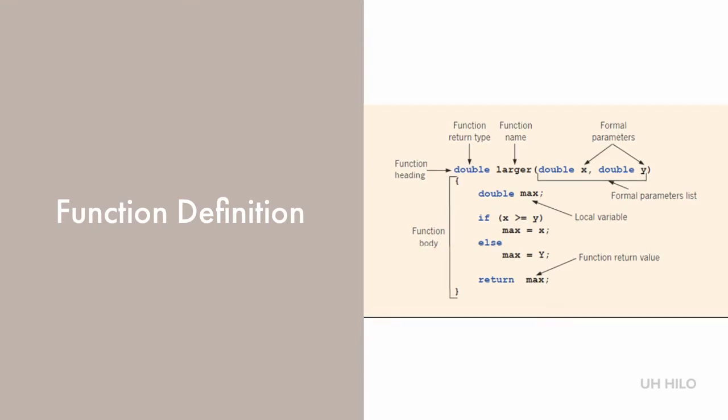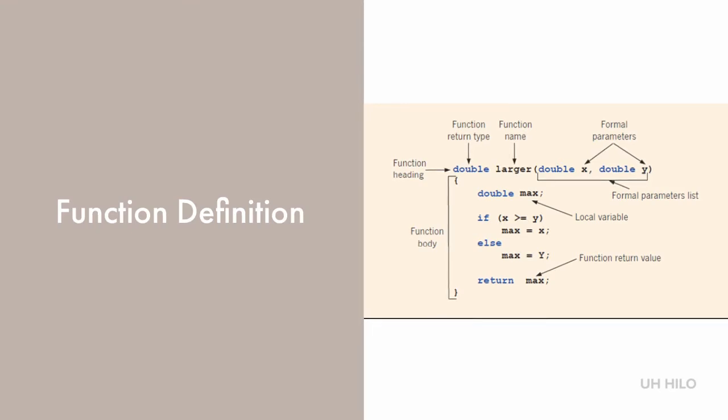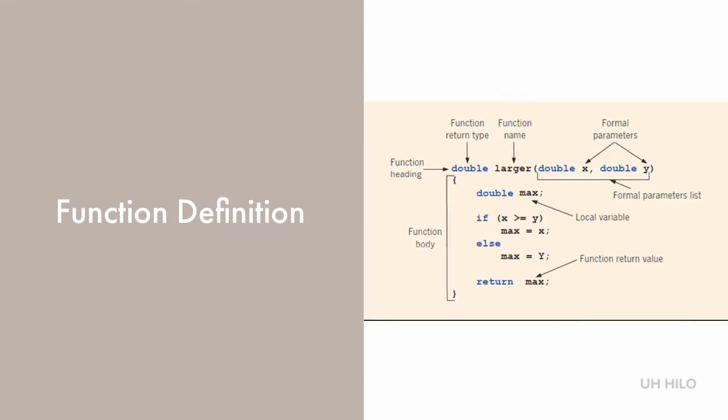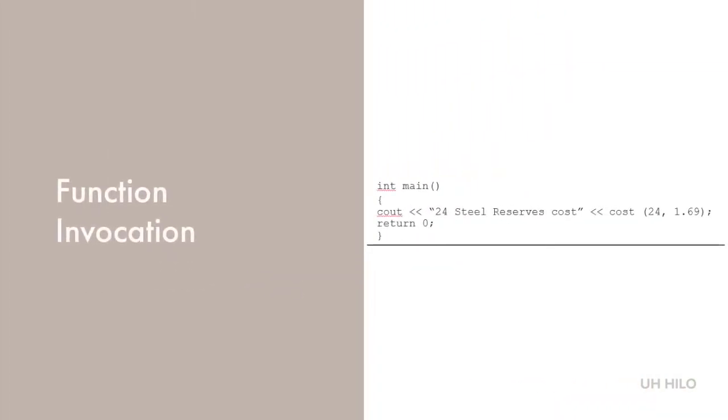The function definition comes after main. It repeats the information from the function declaration but does not include the semicolon at the end. This is where we give the implementation details and tell how the function actually goes about accomplishing its task. The last part of a user-defined function is function invocation. This is where we call the function from the body of the program. It constitutes the actual use of the function, and we can have more than one invocation.